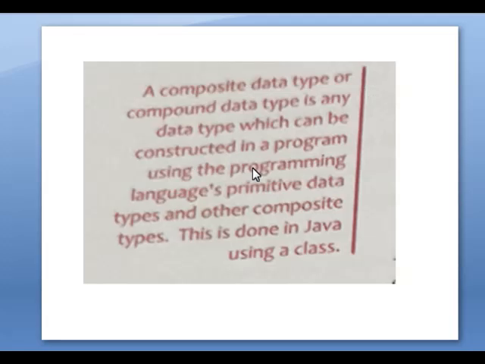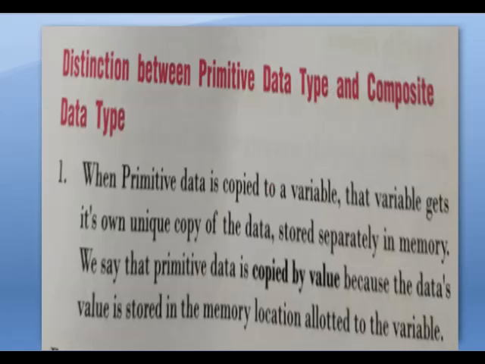Next, we'll see the definition. A composite data type or compound data type is any data type which can be constructed in a program using the programming language's primitive data types and other composite types. This is done in Java using a class. So now we are going to see the distinction between the primitive data type and composite data type.